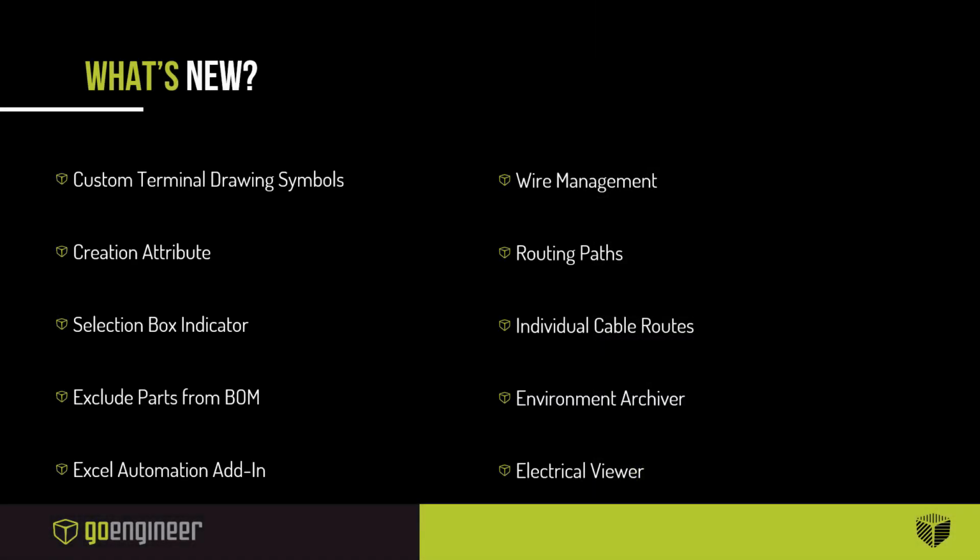So there's a variety of things that are new in SOLIDWORKS Electrical. We have new abilities to customize terminal drawing symbols. We have options to see who created symbols and manufacturer parts. We have indicators on our selection boxes now. We have additional options to not include certain parts on our bill of material. We have a built-in Excel automation add-in.